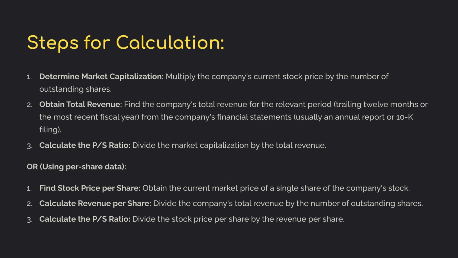Or, using per share data, find stock price per share. Obtain the current market price of a single share of the company's stock. Calculate revenue per share. Divide the company's total revenue by the number of outstanding shares. Calculate the PS ratio. Divide the stock price per share by the revenue per share.